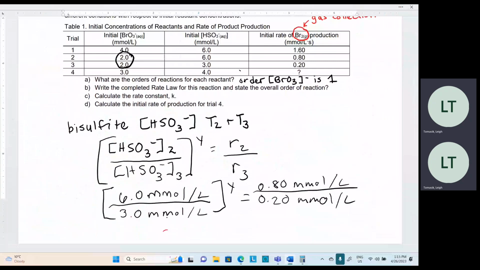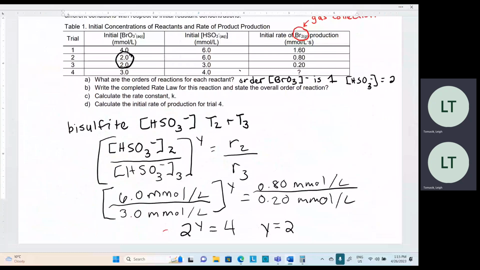Right. So 6 divided by 3 gives us 2. So 2 to some exponent gives me 0.8 divided by 0.2 is 4. Right. So y here has to be 2. 2 squared is 4. So for bisulfite, it's 2.